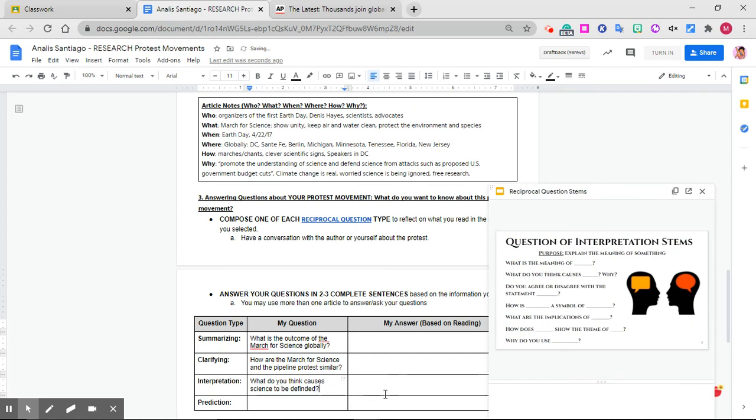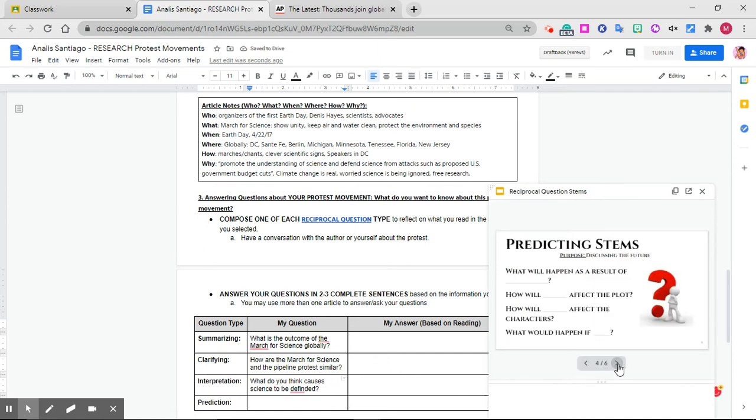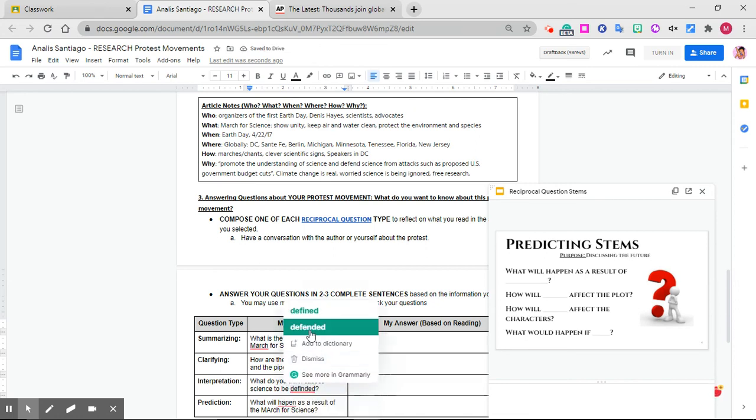And then the last thing I'm going to do is create a question of prediction. So, what do I think is going to happen as a result of, or how things are going to affect each other? So, what will happen as a result of the March for Science? And then those will be the questions that I'm going to use. Just say defunded.